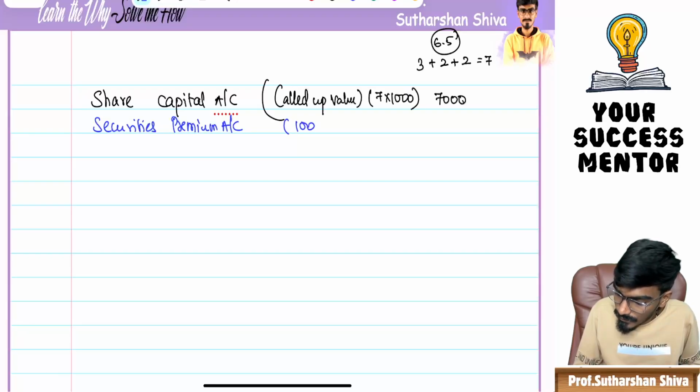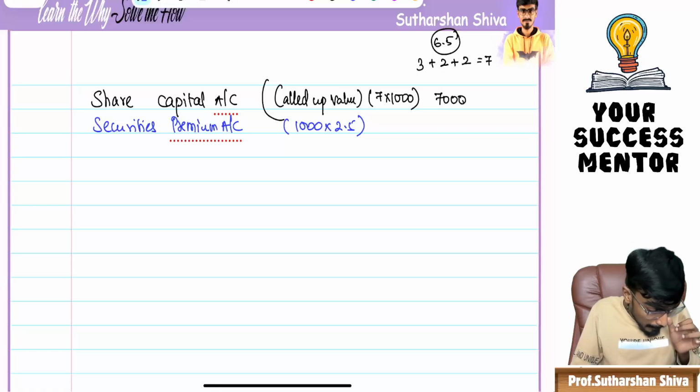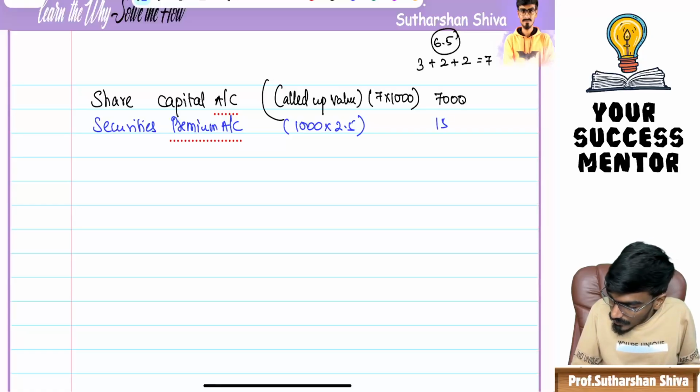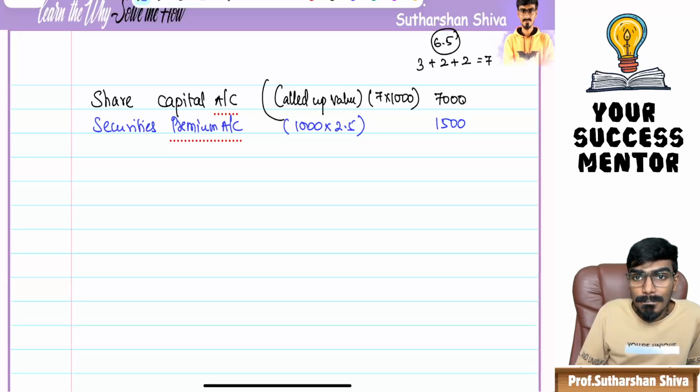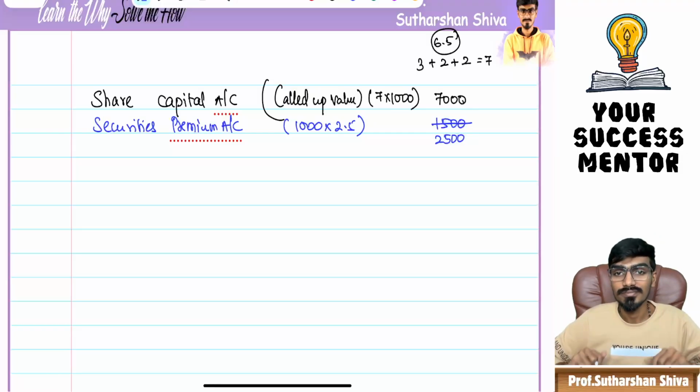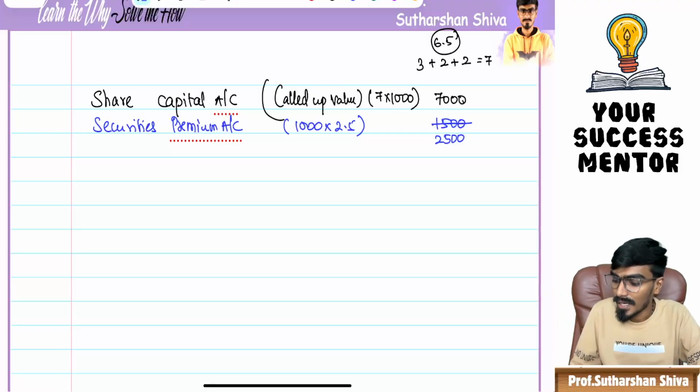2.5. Correct? Yes, sir. 1,000 into 2.5 is going to be what? 2,500, sir. If you do it like this, it is wrong. Here the main part comes into the picture.